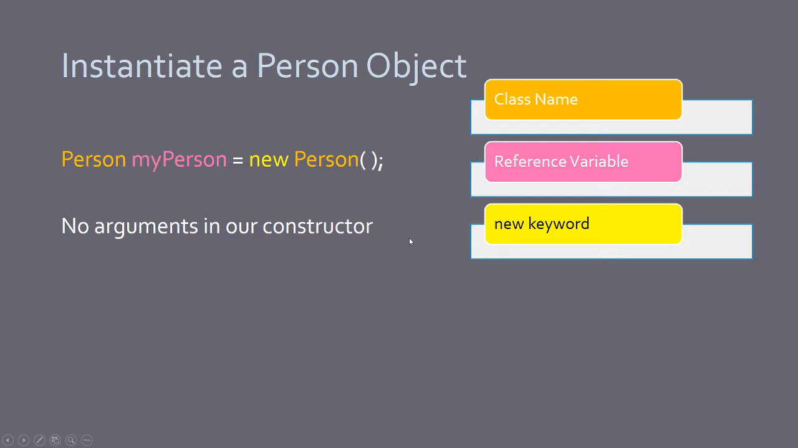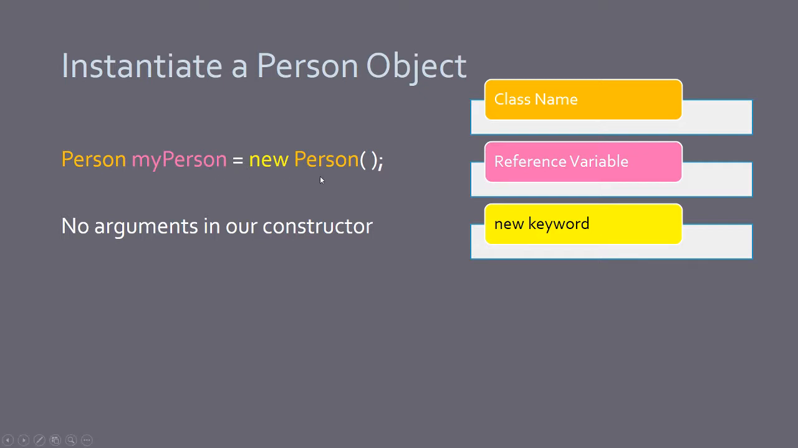So we have a lot of things going on here. Our class name is required. It has to match. Our reference variable name is how we will refer to, again, this instance of our class, and the new keyword is required to create a new instance. All of this together is called instantiating, and instantiating means I've created an instance of my object.